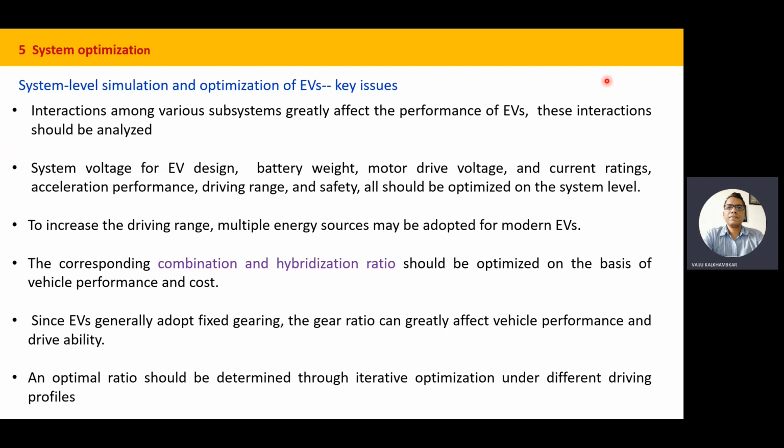In the system optimization, we have seen various parameters can be optimized to get the best vehicle design in terms of battery weight, motor drive voltage, current rating, acceleration, driving range, safety, multiple sources to be adopted, and the best hybridization ratio. In addition to this, all these parameters should also be optimized considering the different driving profiles, say city driving, highway driving, continuous uphill, downhill. So every road condition or driving profile should be considered while going for the simulation and optimization which will be done for the electric vehicle.